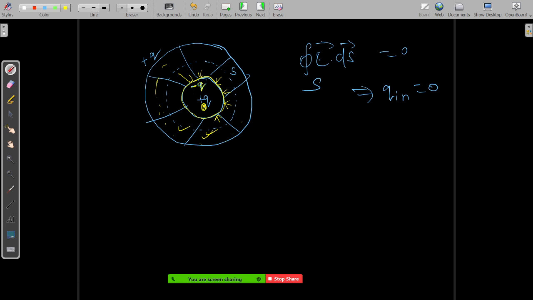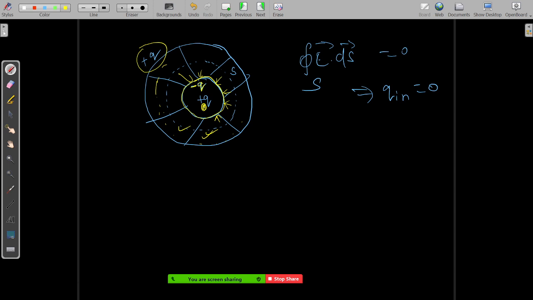So we keep a minus Q charge here. This minus Q charge is on the inner surface of the conductor. And since this minus Q charge has not come from anywhere else but inside the conductor, it has come from this conductor itself, so the outer surface will get exposed to plus Q charges, right?